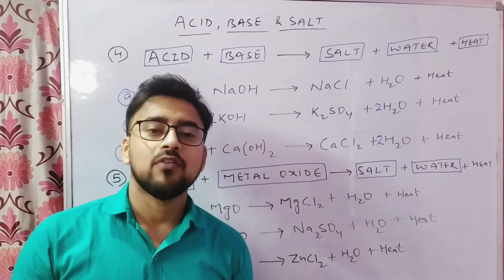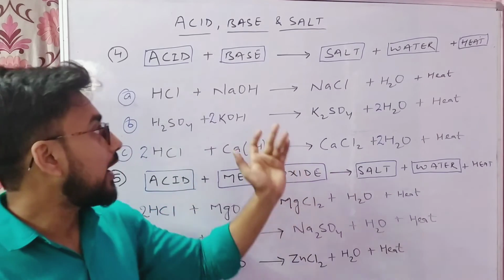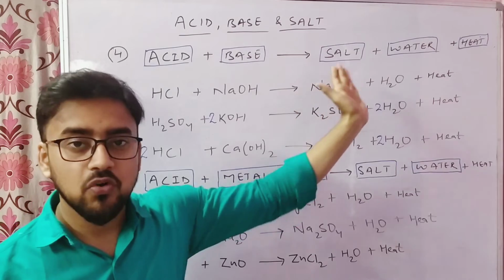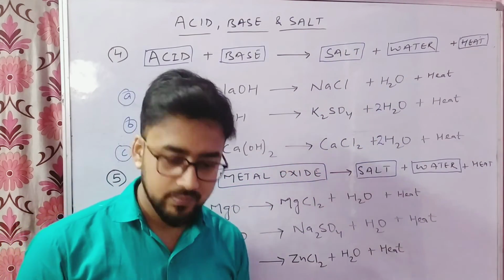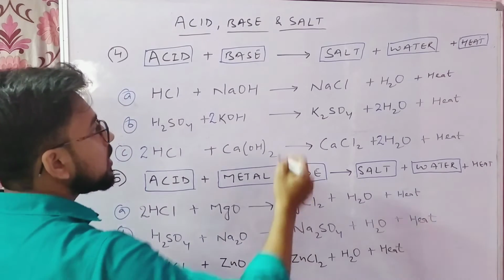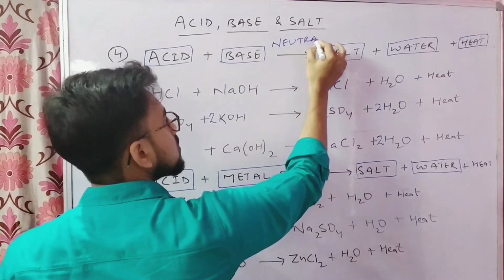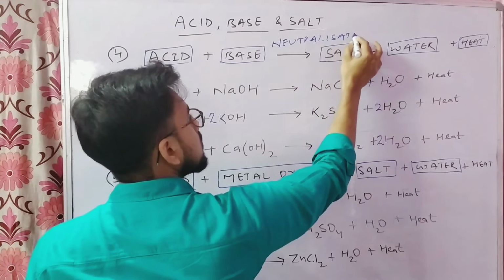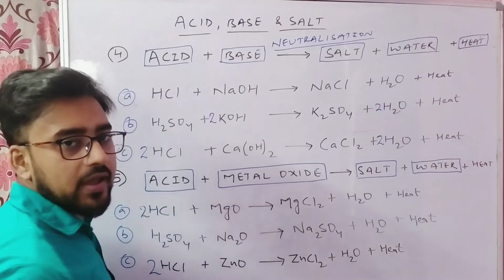Our next reaction is the reaction between acids and bases. This reaction we have already discussed many times, in the first chapter also. The reaction in which an acid reacts with a base to form salt and water along with heat is known as a neutralization reaction. This is called a neutralization reaction.